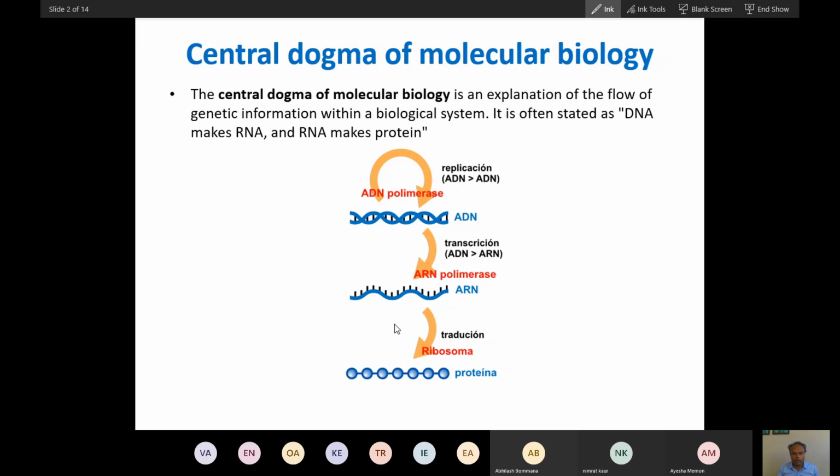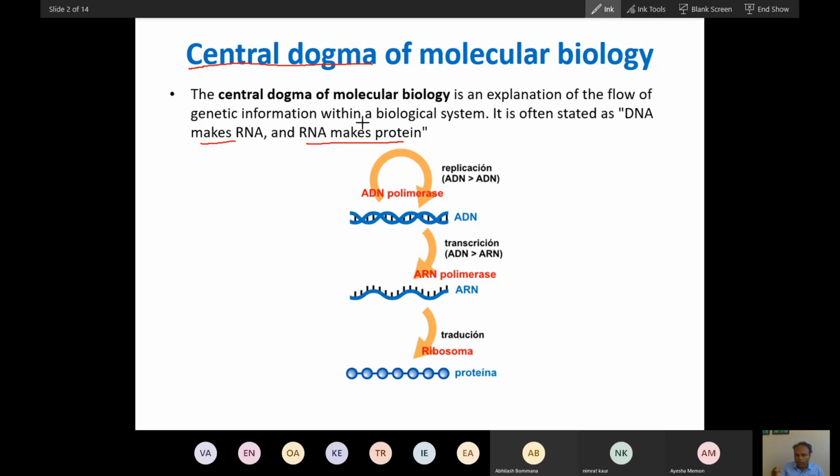Function and replication of any living being. Because of this only we are alive, and we can propagate our progeny because of this process. This process is called the central dogma. The central dogma is an explanation of the flow of genetic information, that is inheritance, within a biological system, and it is often stated as DNA makes RNA, RNA makes protein.